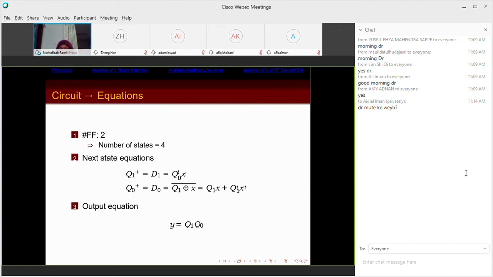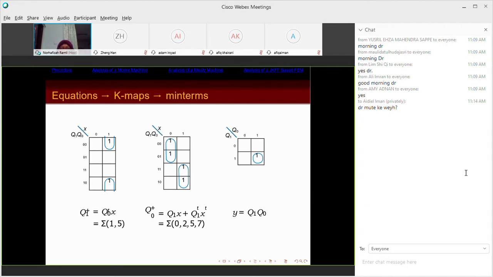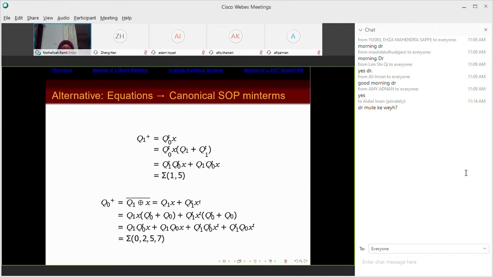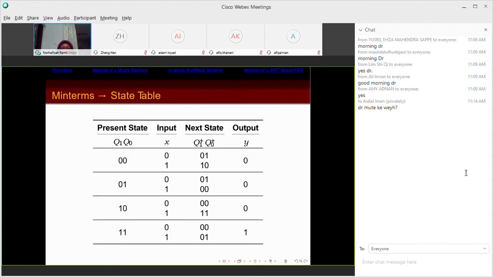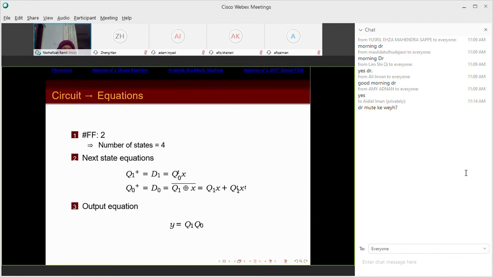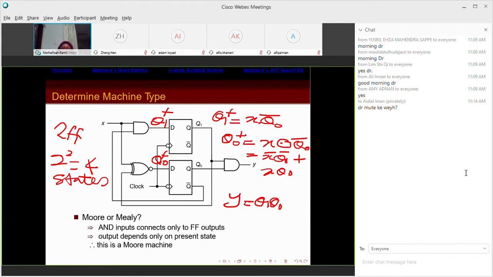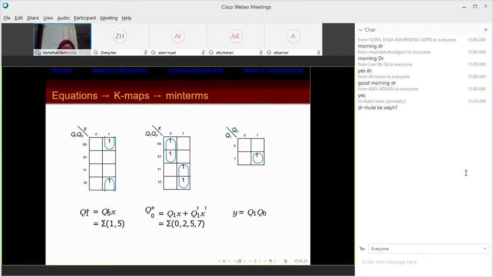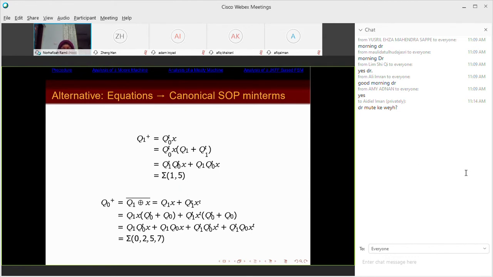You can do a K-map to come up with the min terms like this one, or you can actually go straight to the state table. The K-map is a longer way. I don't suggest you do it this way because I think the equation is simple enough for you to derive this one. Now, remember what's the equation just now? X Q0 bar, right? And then X, or you can say X exclusive NOR with Q0. X Q0 bar, and then, right. So you can do the K-map if you like, but actually you can just skip this part and go straight to the state table.